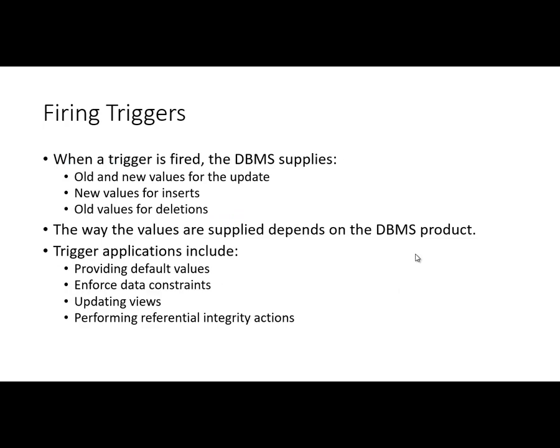When a trigger is fired, the database management system supplies old and new values for the update, new values for the insert, and old values for the deletions. The way the values are supplied depends on the database management system product. Trigger applications include providing default values, enforcing data constraints, updating views, and performing referential integrity actions.